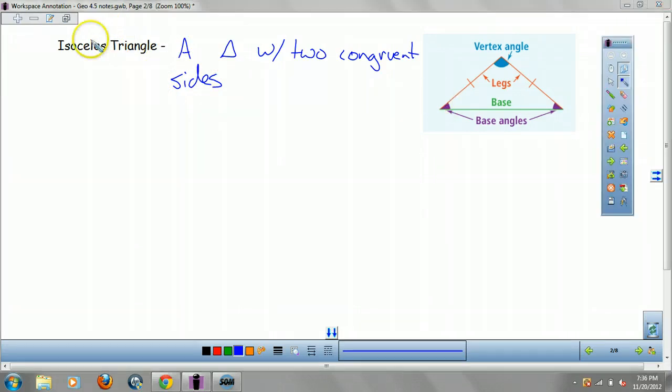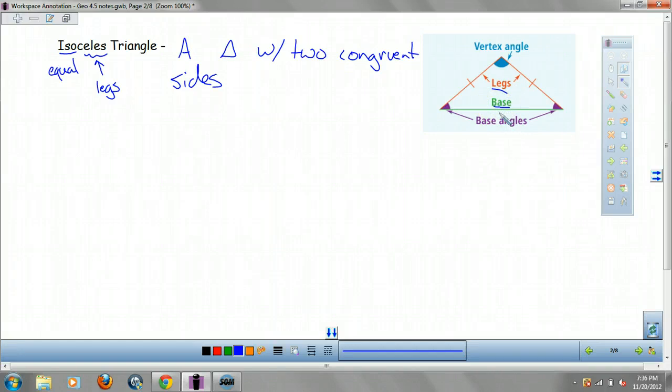If you look at the word isosceles, iso means equal. Celes is actually Old Greek, which means legs. So equal legs. So again, two congruent sides, and that's why the two congruent sides are called legs. The side that's not congruent is your base, and your base has two equal angles called base angles. And your vertex angle is the one in between the legs.